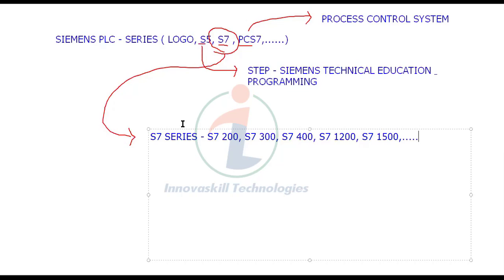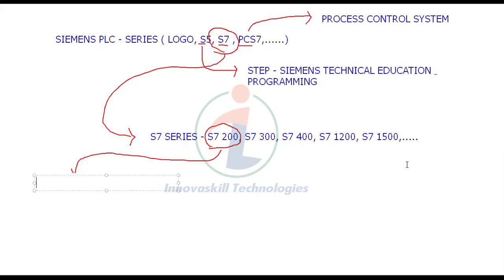If you take S7 200, for example, in S7 200 we have many models based on the CPU. It will start with S7 200 CPU 224. Next, S7 200 CPU... mostly it will start with 2. CPU of S7 200 starts with 2, so here I am mentioning XX. This XX stands for some number.